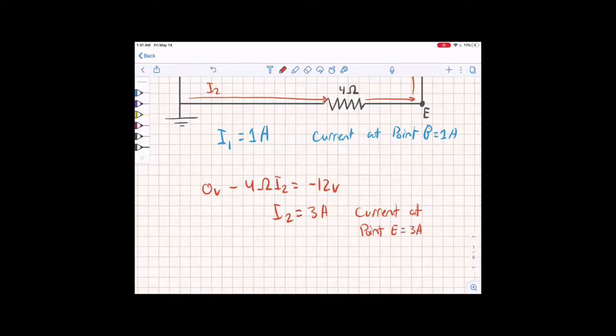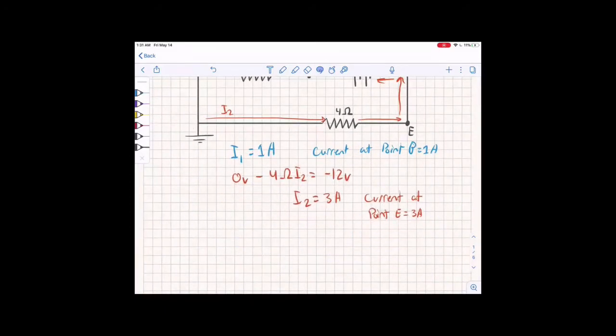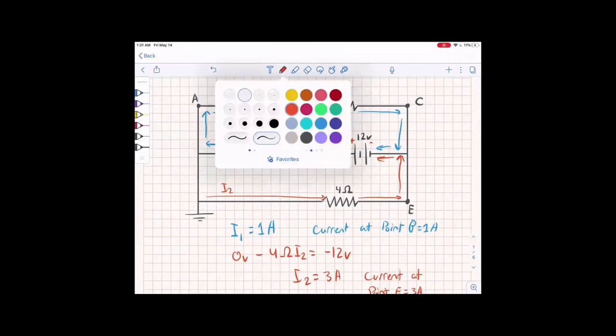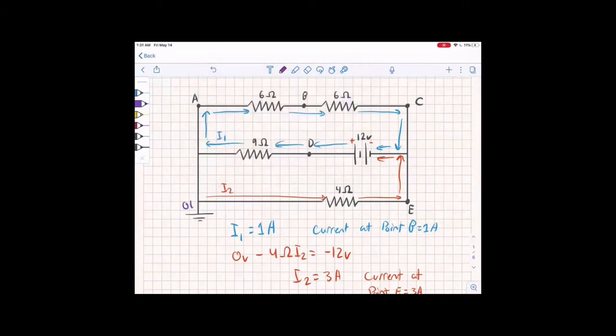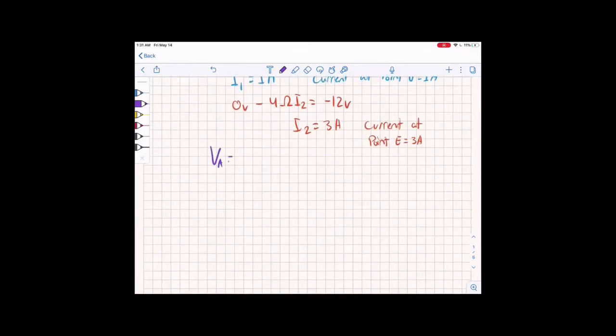Now we can move on to part C, where we're looking at the electric potentials at the different points. First off, we're just going to label these potentials. Since this is ground, this is going to be 0 volts. Right off the bat, anything connected on this line is going to be at 0 volts. The only thing here is going to be A, so at point A the voltage is 0 volts.